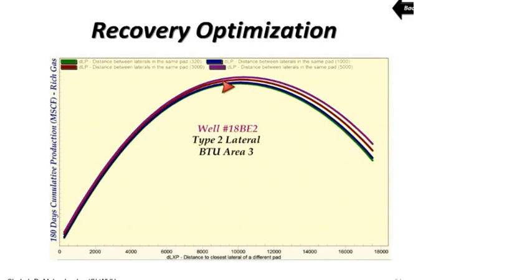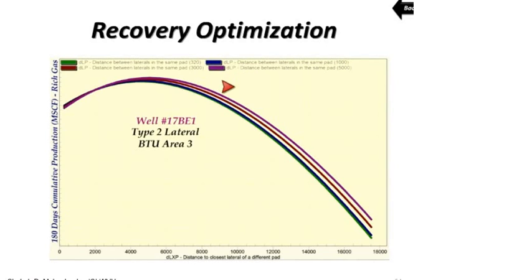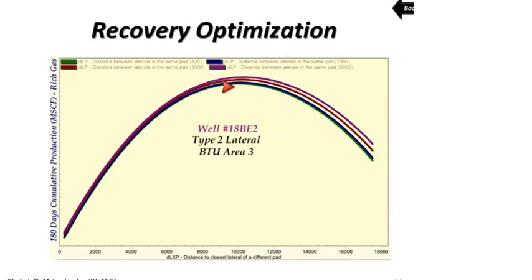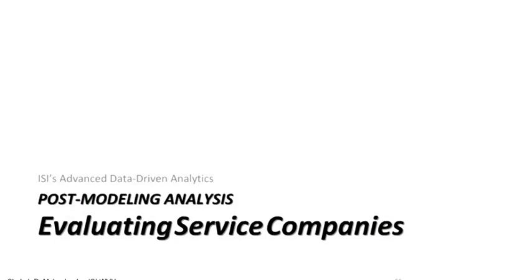Now this shows it for another well. And what this tells you, this is for two different wells. This is one well in one location in the reservoir. This is another well in another location in the reservoir. So in other words, you can find the optimum distance between stages for different locations in the reservoir.